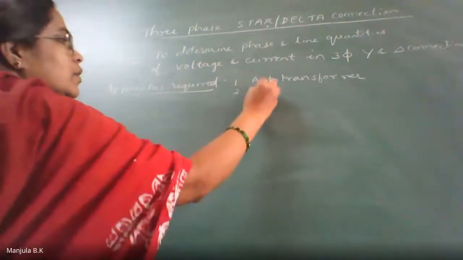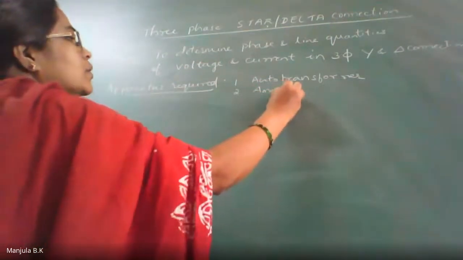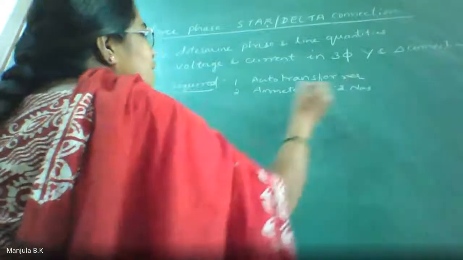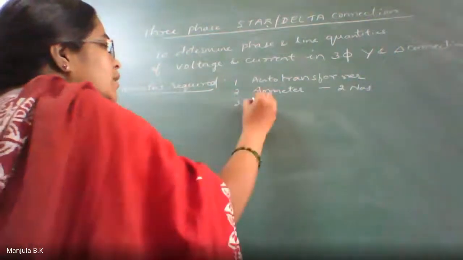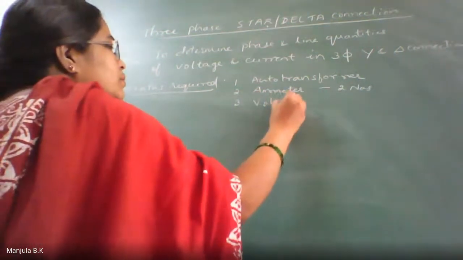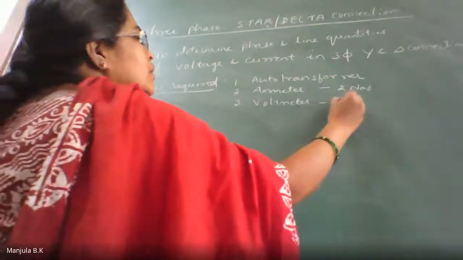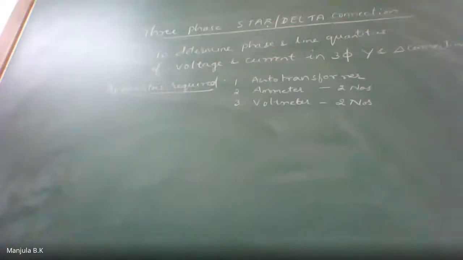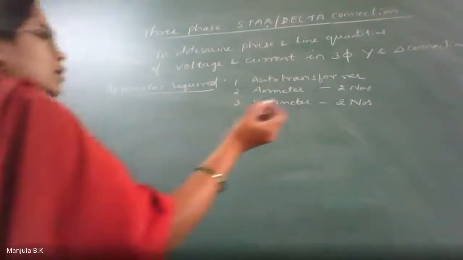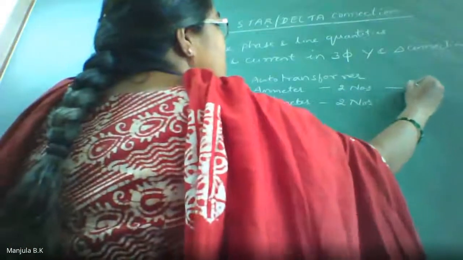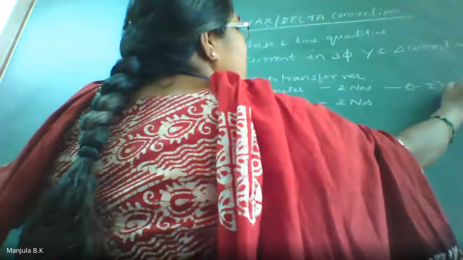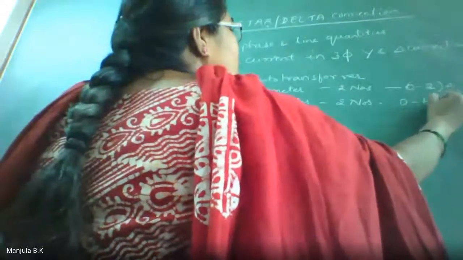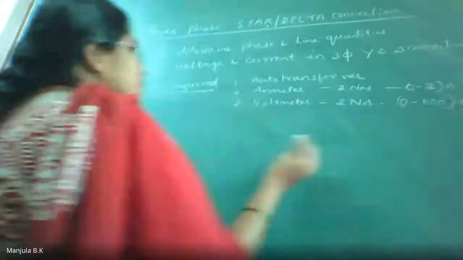Then we need ammeter. Two numbers are required to measure the line current and the phase current. Then voltmeter, two numbers to measure the line voltage and the phase voltage. The range of ammeter is 0 to 2 amps, and the voltmeter, since it is three phase, we will go with 0 to 600 volts.